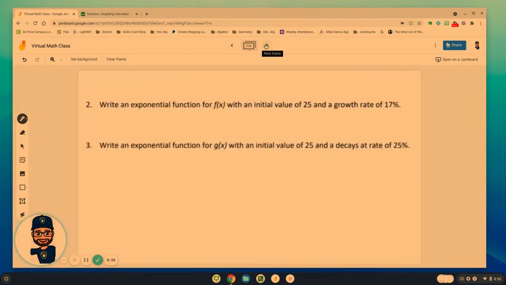Now, can you turn them into equations? Write an exponential function f of x that has an initial value of 25 and a growth rate of 17%. So f of x equals, right, it just wants us to write a function, so instead of using y, we'll use f of x. And again, y equals a times b to the power of x. A is our starting value, so we're starting with 25. The growth rate is 17%, so in here I'm going to do 1 plus 0.17.